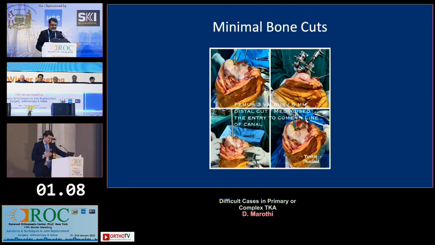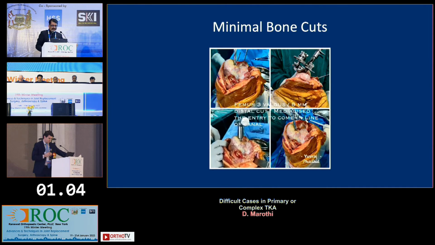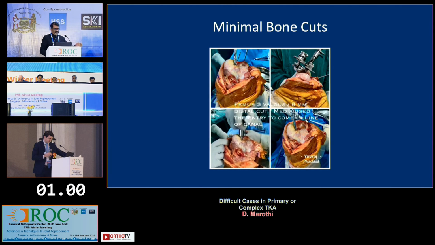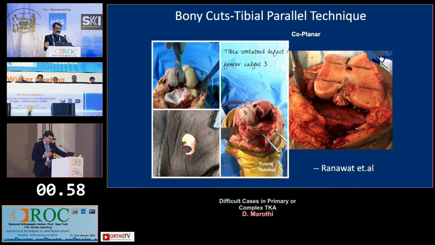So we planned 3 degrees of valgus, minimal bone cuts, and a medialized distal cut. The entry point came in line with the femoral canal. We tried to maintain the coplanar cuts. On the tibial side, a contained defect was there.